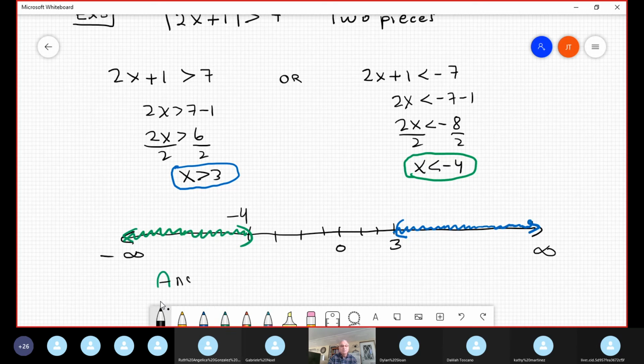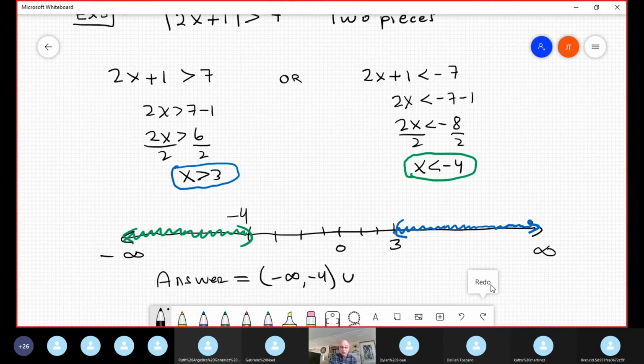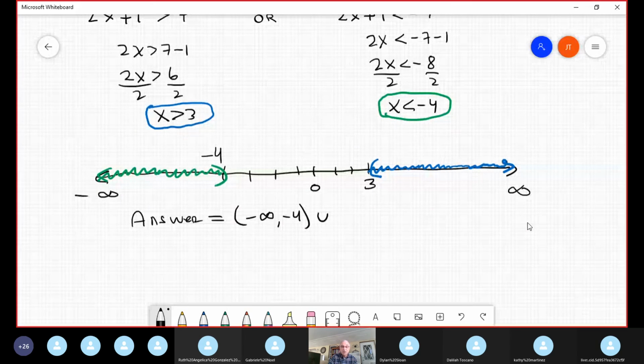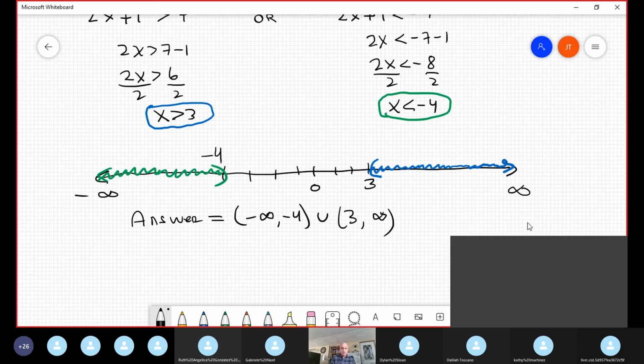So what is my final answer? My final answer is from negative infinity, comma, negative 4, union. It's the only way to combine two intervals using this symbol. This U indicates union, 3, comma, infinity. End of the story. Any question? Any question? Okay. No problem, Angelina. My pleasure with you.